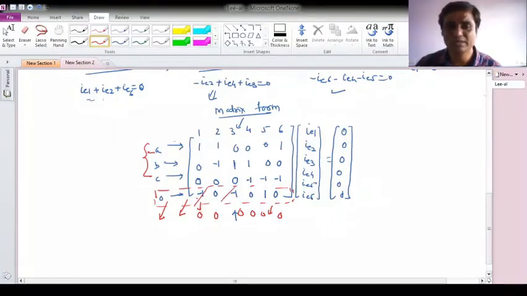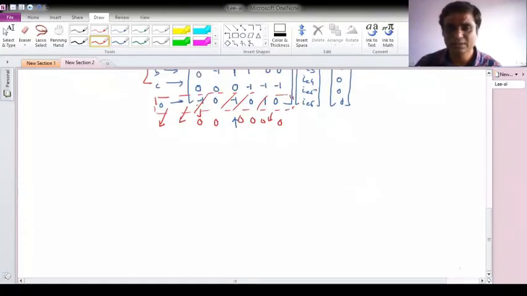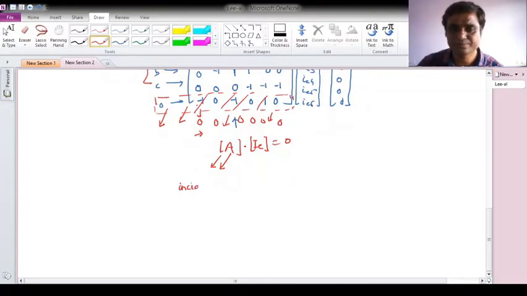So I can eliminate this row also. If I eliminate it, I can write the matrix, suppose its name is A, times the column vector IE, equal to 0. Now what will be the size? In graph theory, this matrix A is called the incidence matrix.